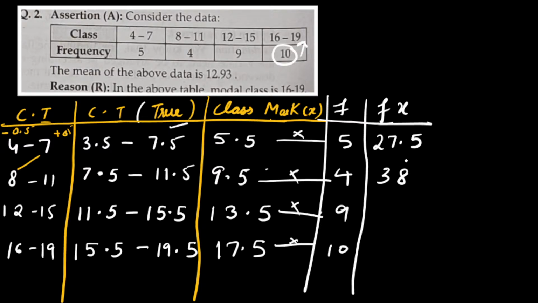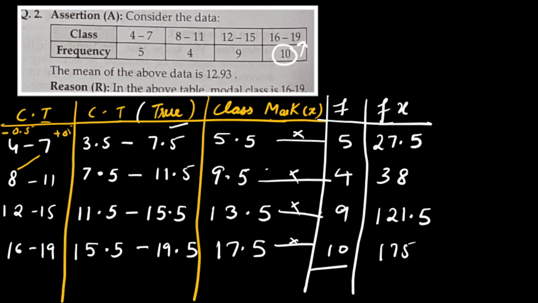I'm not doing calculations, just writing your answers. 38. Next one, 13 point. So it is 121.5. 121.5. Next one, it is 175. Next one, 175.